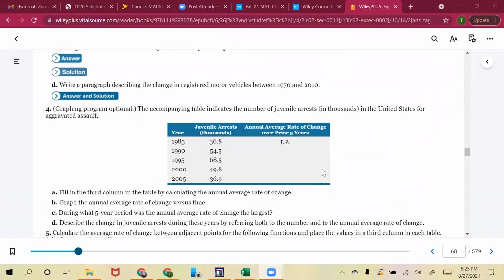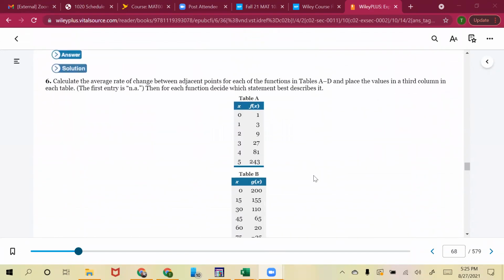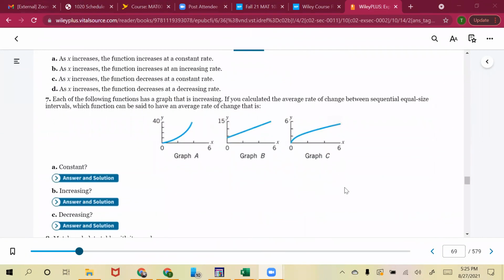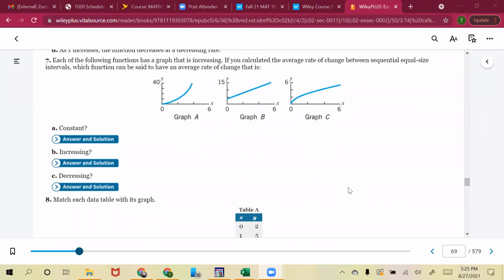So I'm going to do number 7. I thought number 7 was cool, and I don't remember why. Oh, because it's got graphs. Of course it's cool. So in number 7, each of the following functions has a graph that is increasing. If you calculated the average rate of change between sequential equal size intervals, which function can be said to have an average rate of change that is constant, increasing, or decreasing?